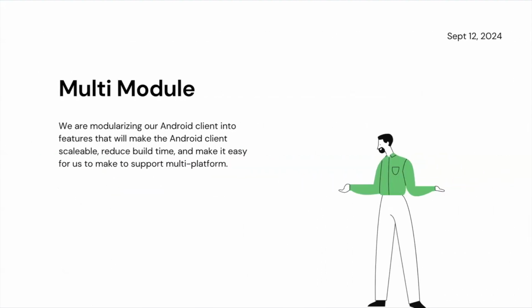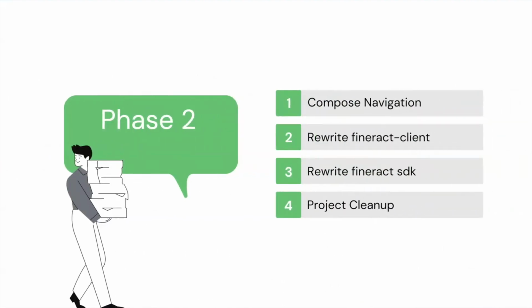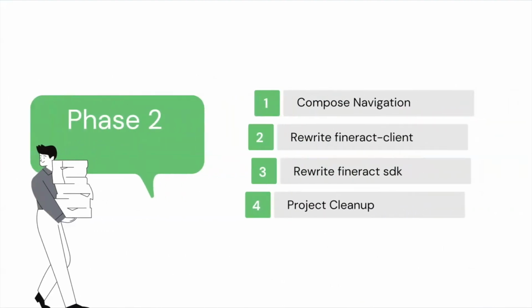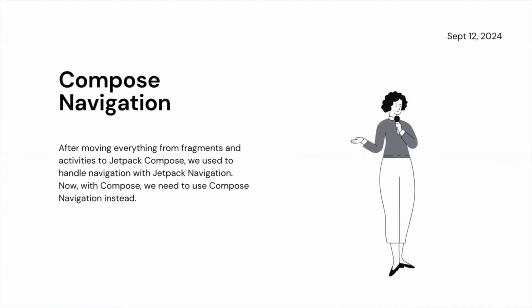The next thing I did is making our Android app multi-module, to make it more scalable and also decrease the build time for any Android developer. After that, phase two begins, and I started with Compose navigation.